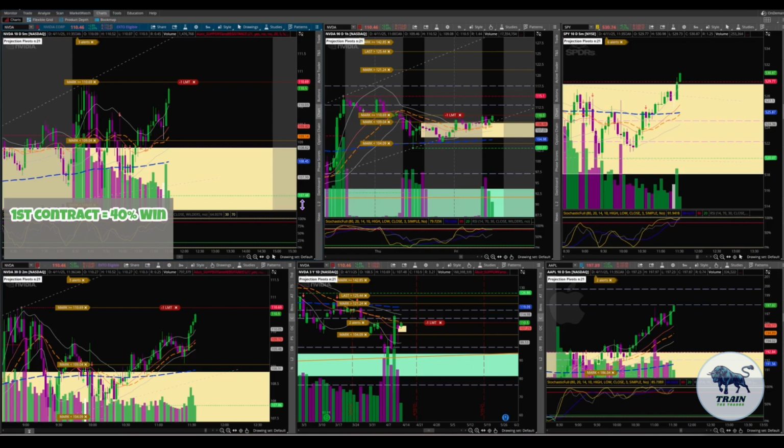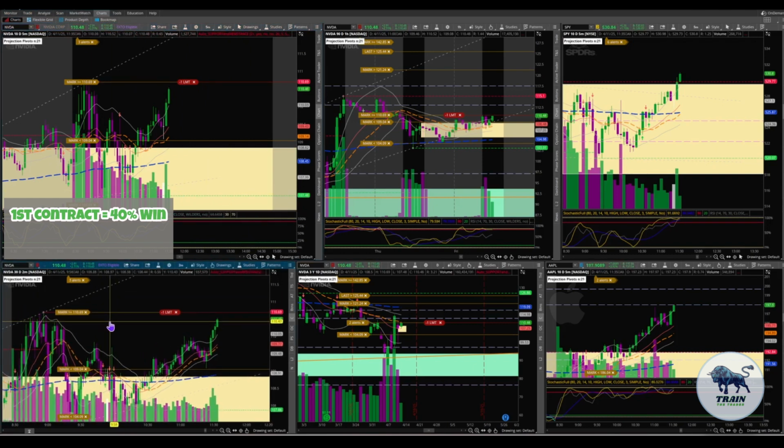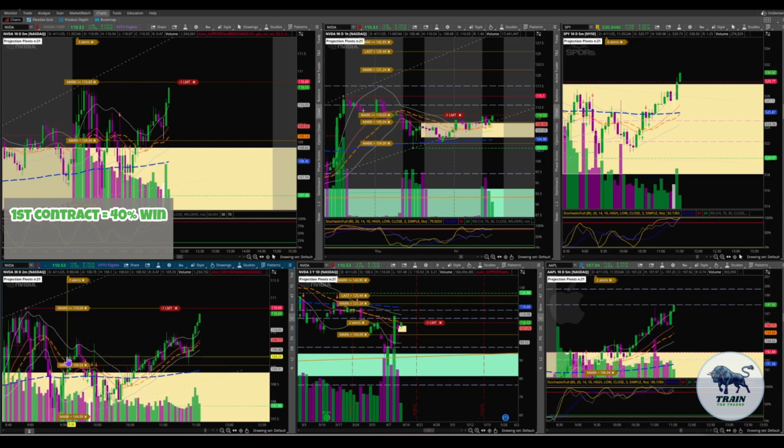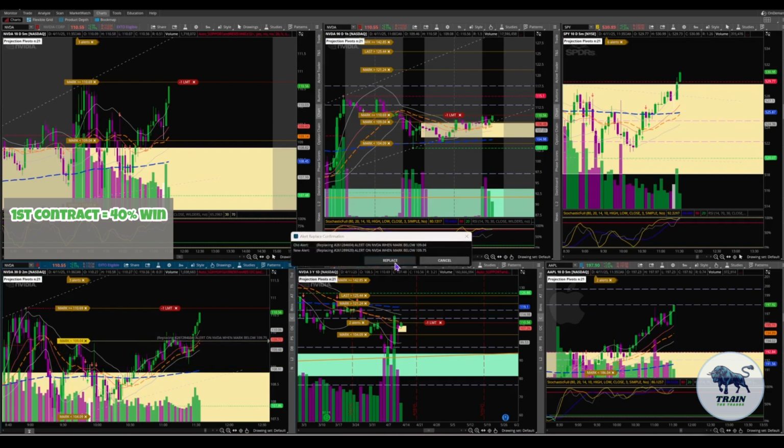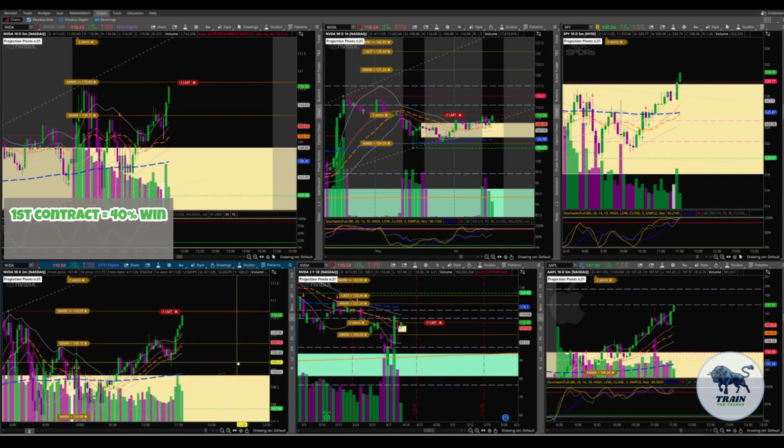Second trim will be right here at 110.69, which is high of day. And then we're going to hold our last contract runner just for the day and see what it does. I will also be moving my stop to 109.75. That is my official hard stop on the remaining contracts that I have. Let's get this trim off, man. Let's get this 1.3.